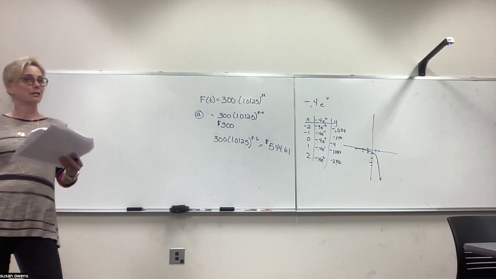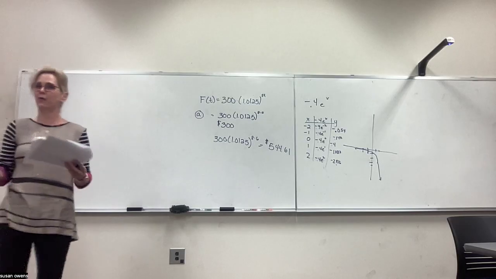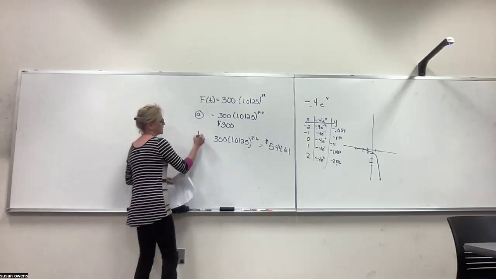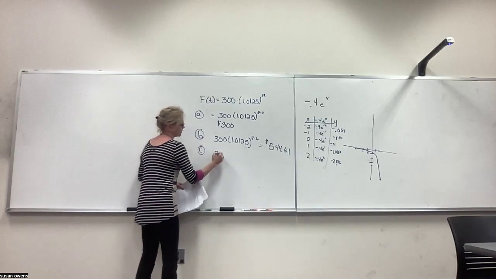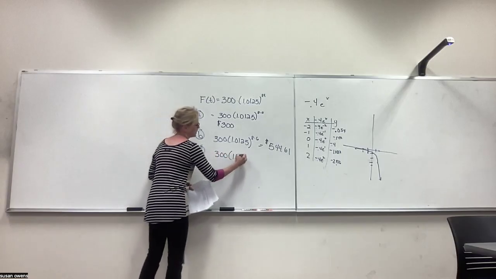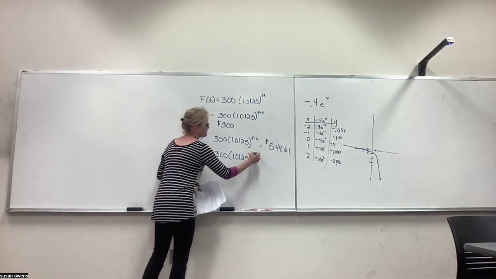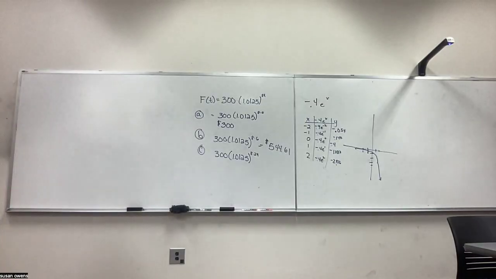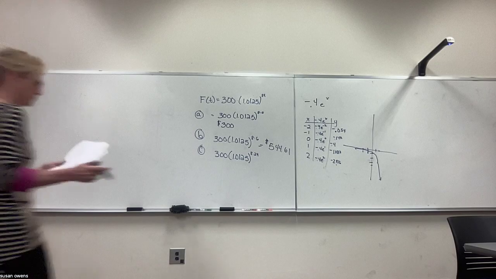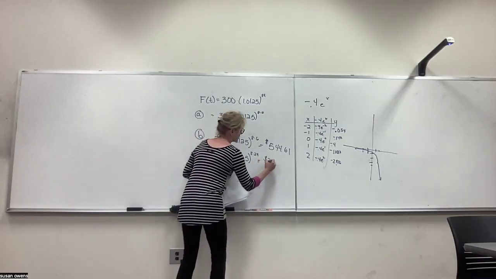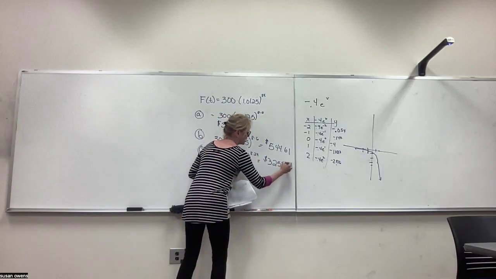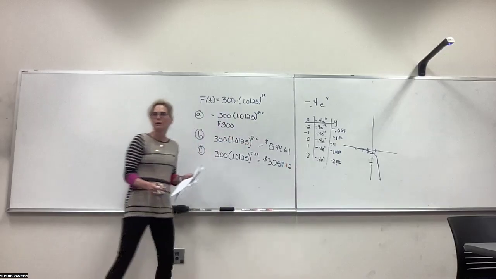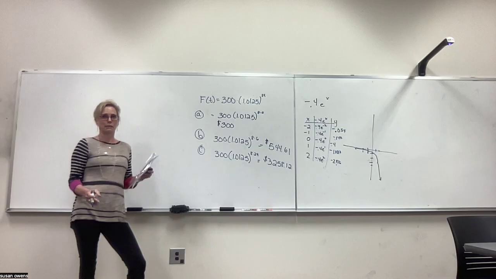Time is measured in months, so we need to put 24 in for T. Okay, so this would be in C, 300 times 1.0125 to the 8 times 24 power. $3,258.12. Any questions on that? Y'all good with that? One just like this on the test.